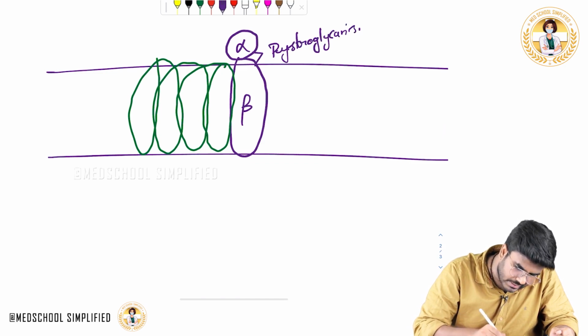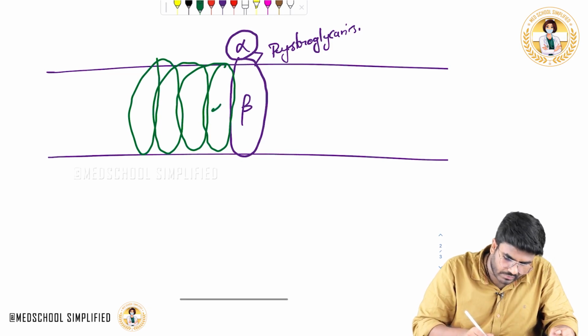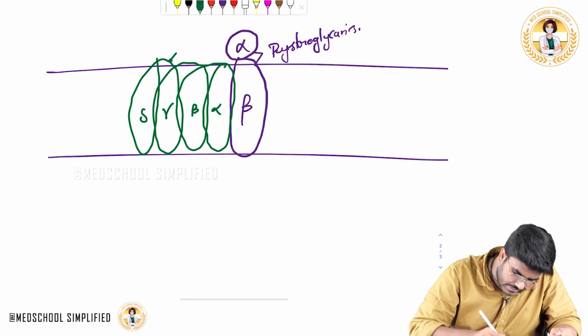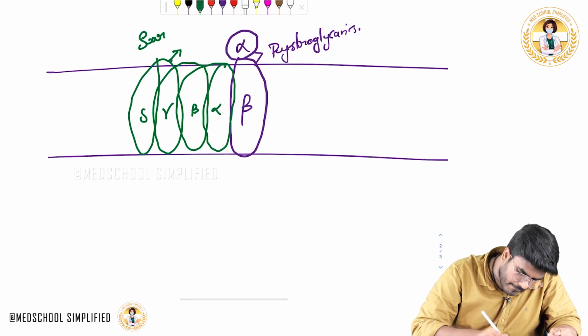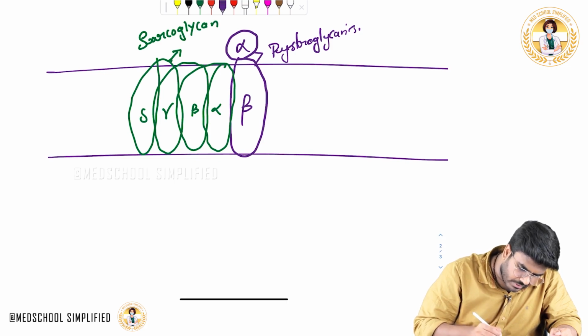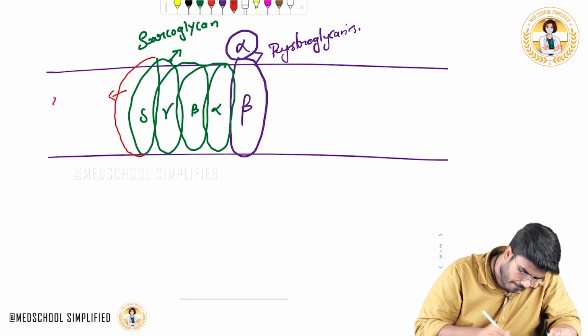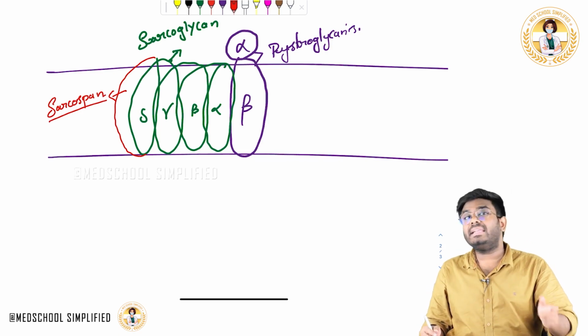Okay, these are the dystroglycans. Now what is this green color fellow? Alpha subunit, beta, gamma, delta, what are these? Now this fellow is a sarcoglycan. And along with them one more thing will be there. Let me show you the red color here. There is also something called a sarcospan. So these three are the integral proteins.